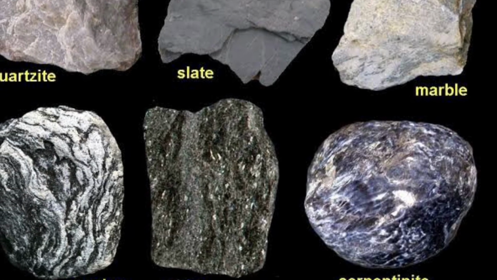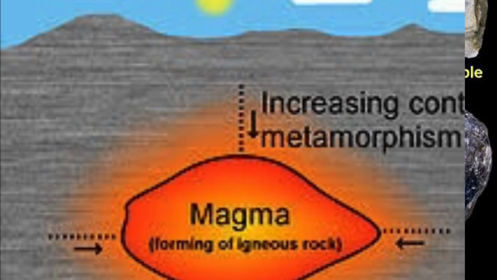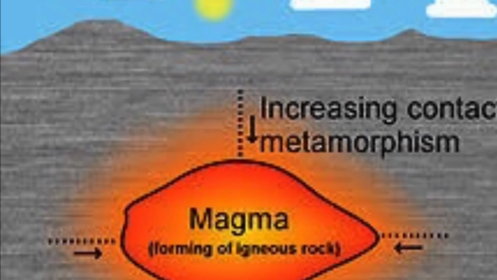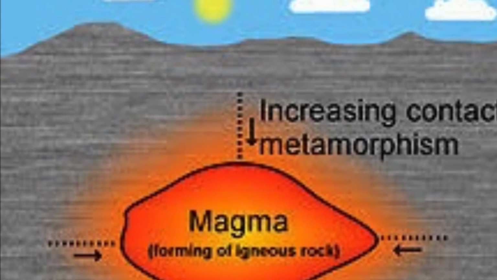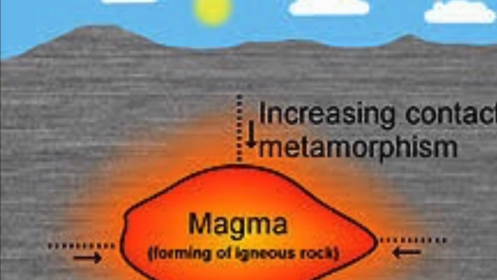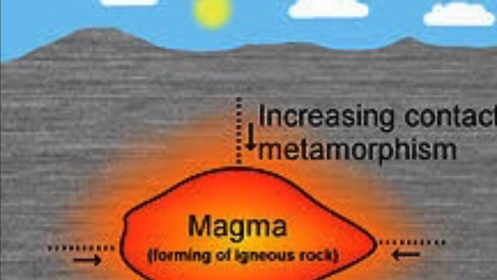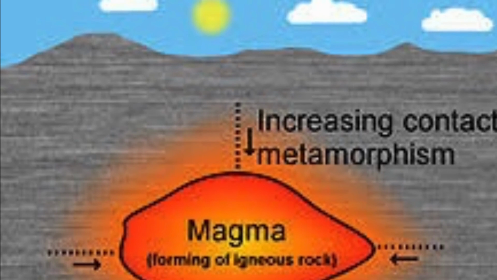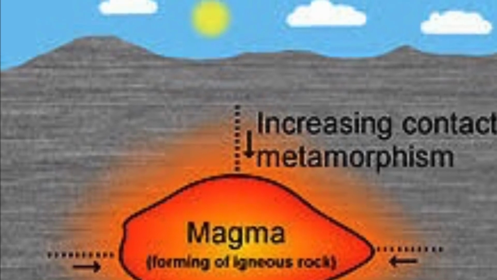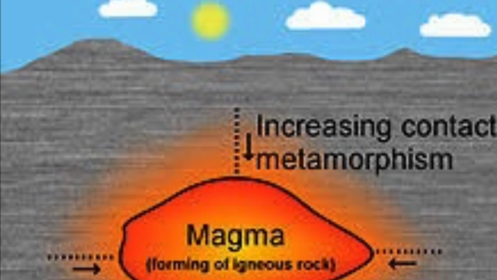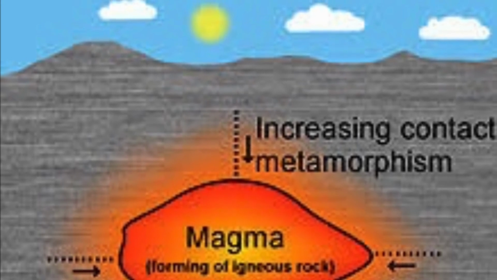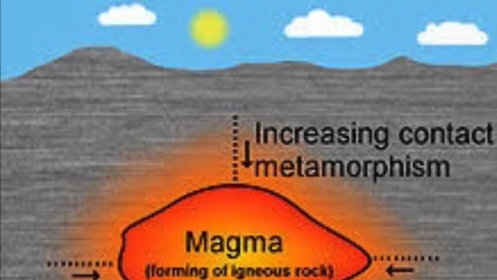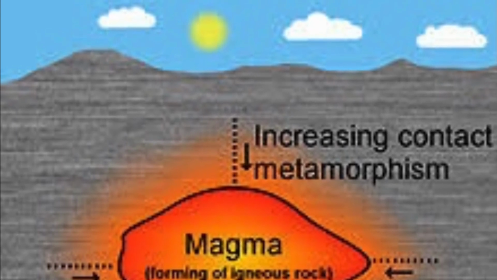Now we are going to talk about metamorphic rocks. Metamorphic rocks are rocks that are formed from other rocks. This process of reforming is called metamorphism. Metamorphic rocks are formed from igneous rocks or sedimentary rocks. The process occurs underground, where high heat and pressure bring physical and chemical changes in the rocks. New minerals form from pre-existing minerals. Minerals undergo physical change in shape.